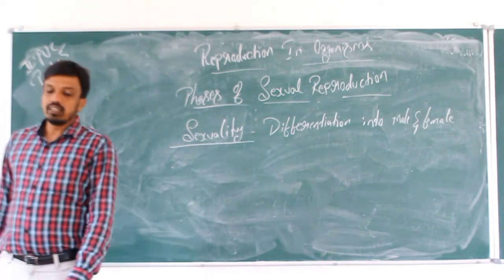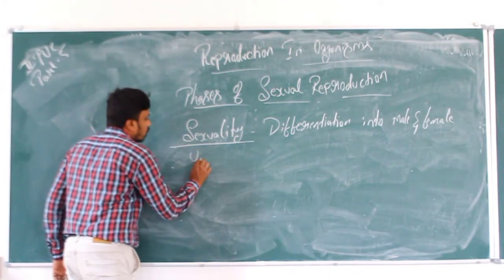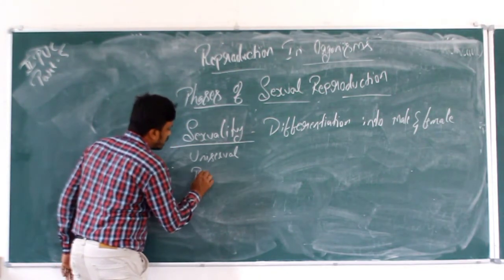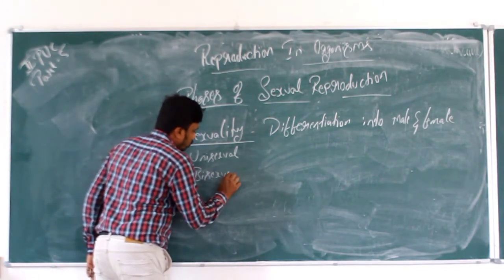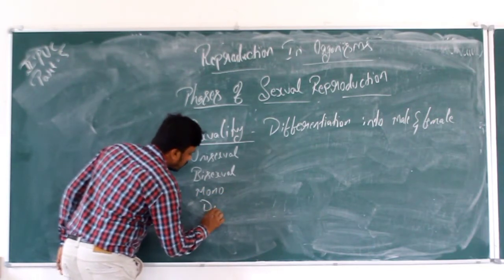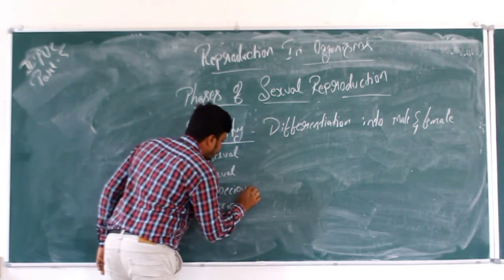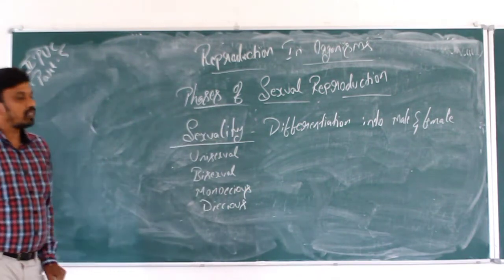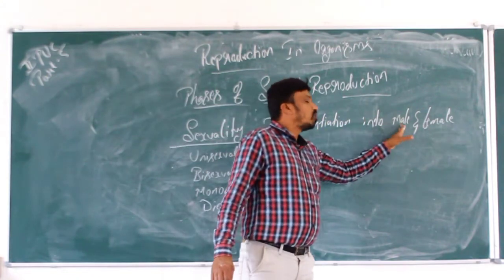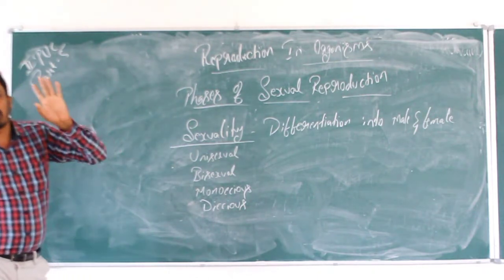The sexuality is of so many types. They may be unisexual or bisexual, or monoecious, or they may be dioecious. So sexuality, the phenomenon of differentiation of organisms into male and female, is called sexuality. Note the definition. They are going to ask for 1 mark.